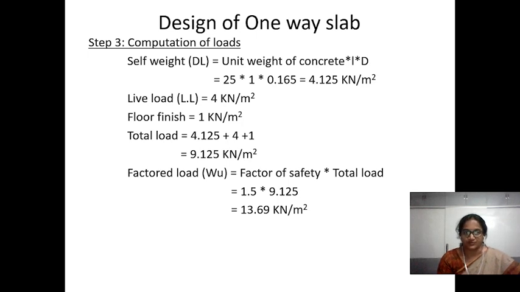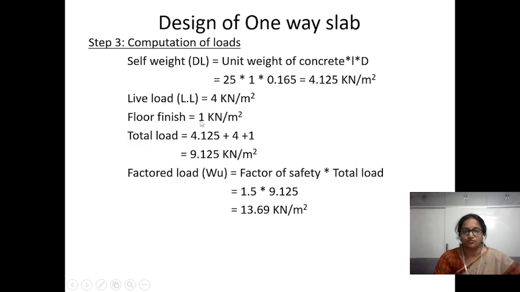Now coming to step 3, which is nothing but the computation of loads. The dead load, which is nothing but the self weight, is the unit weight of concrete into L into D. I have substituted the values in this formula. I got the dead load as 4.125 kilonewton per meter square, and the live load given in the problem is 4 kilonewton per meter square.